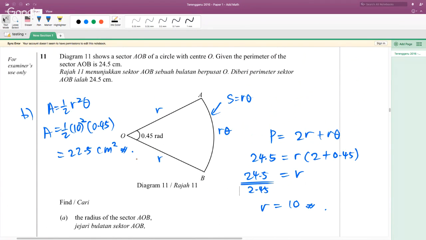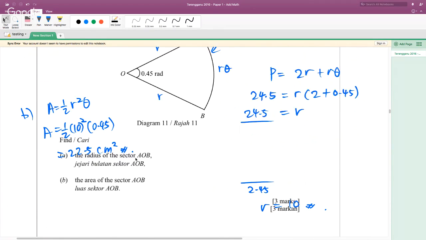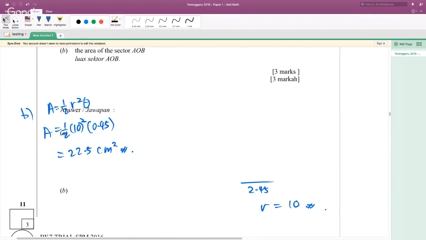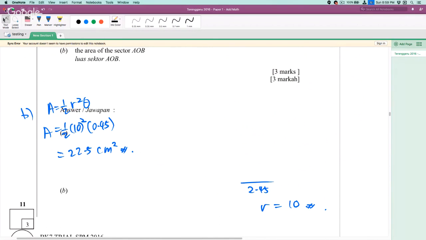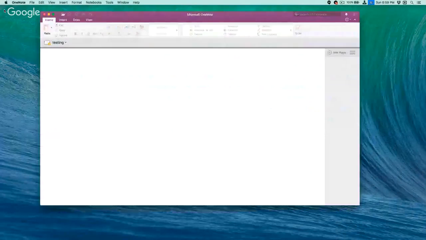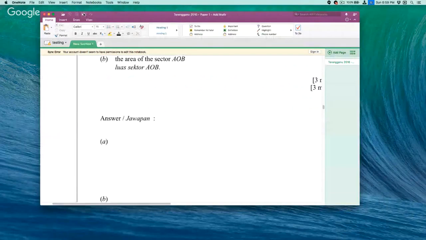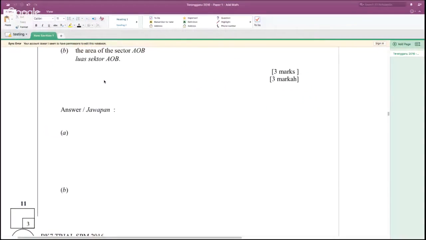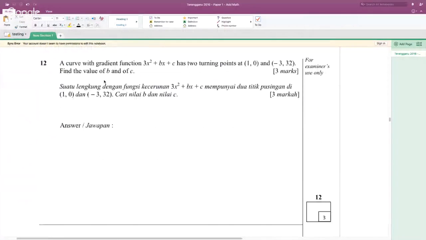All right, I actually realized it's hanging already, so I will need to do what I always do, which is close and open it again. Okay, so let's move on to question 12.